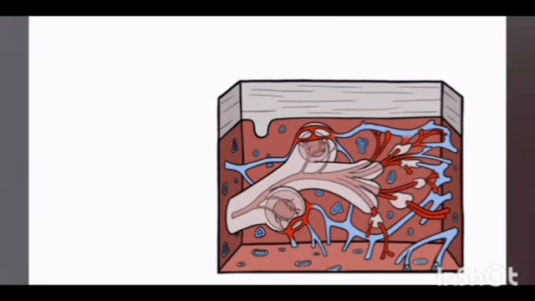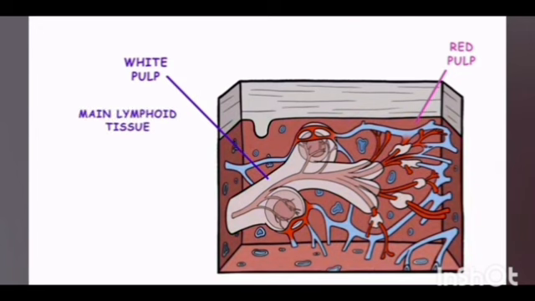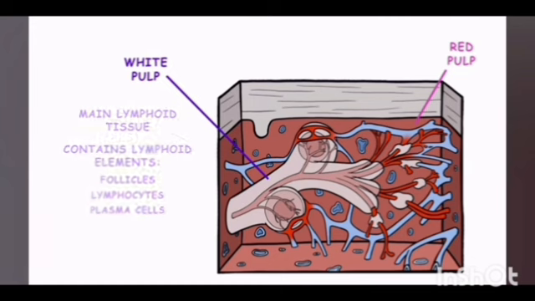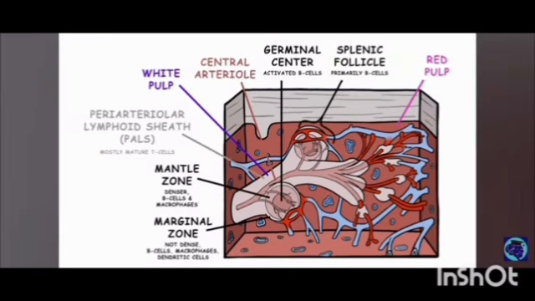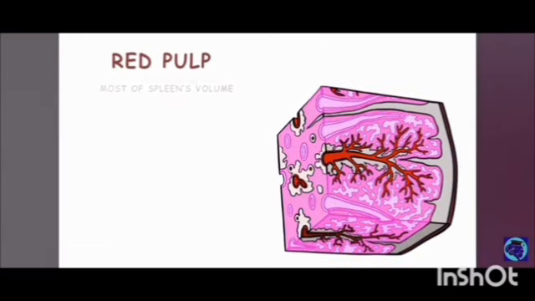The spleen has two tissue types, white pulp and red pulp. White pulp is the main lymphoid tissue of the spleen and contains lymphoid elements including follicles, lymphocytes and plasma cells. There are also macrophages residing in both white pulp and red pulp. Red pulp constitutes most of the spleen's volume.